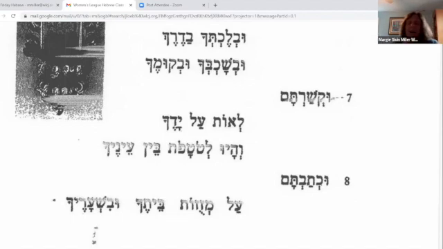Okay. So it's a little blurry to see it. I hope you can. And we're up to Margie, I think, on line 7. Ukshartam. Good. There you go. Le'ot al yadecha. Good. V'hayu letotafot. Yes. Bein einecha. Perfect.